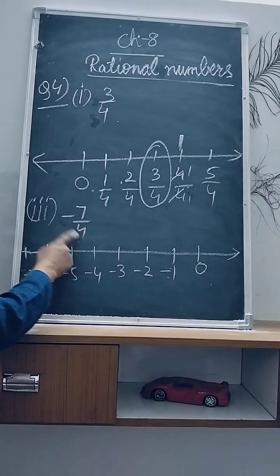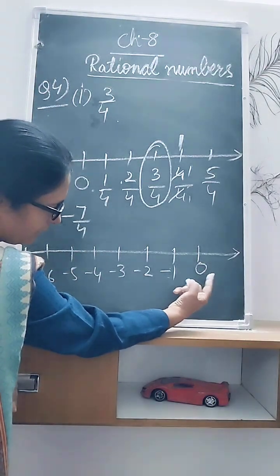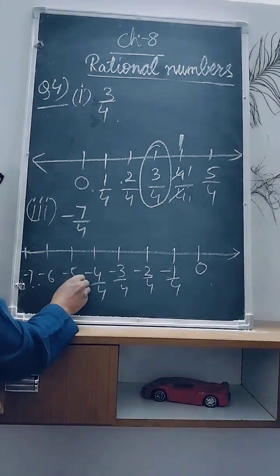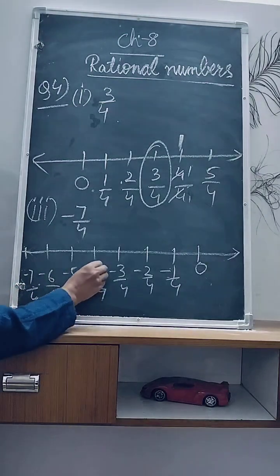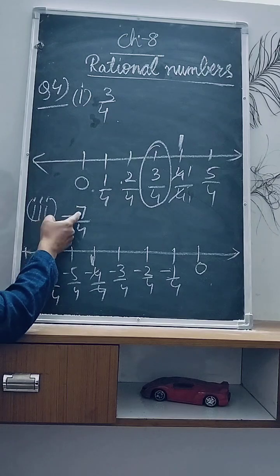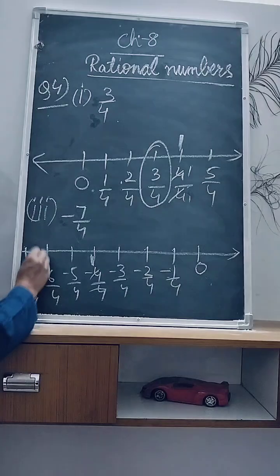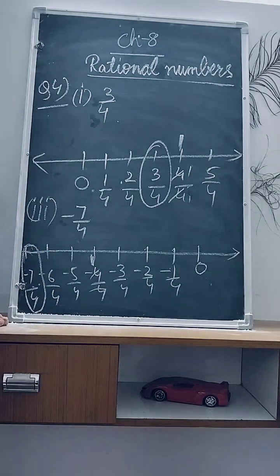Now see what is written in the denominator. If you divide 0 by 4, you will get again 0. So 4, 4. Okay, if you see 4 upon 4 is 1. As you see, minus 7 by 4 is greater than minus 1. So it is here, this is minus 7 by 4. You can circle it. This is how you can represent minus 7 by 4 on the number line. Okay students, now let us do the next question.